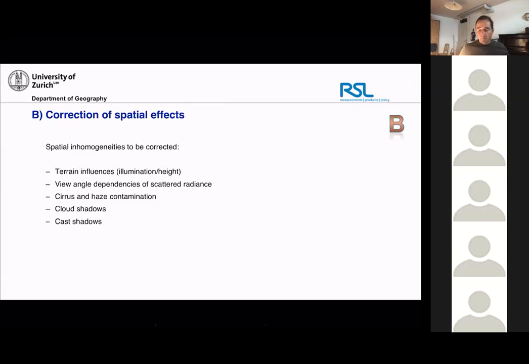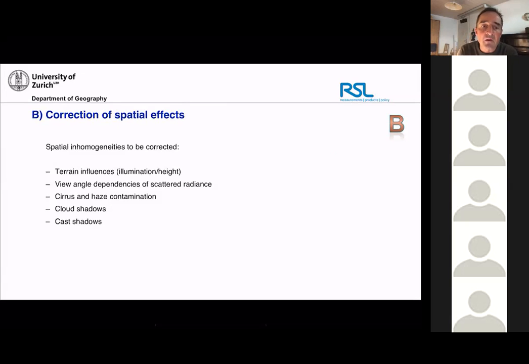So this was about the setup, and now going into what you can correct for. I focused very much on the radiometry before and on the spectra. But on the other hand, you also have the spatial inhomogeneities. So not the spectral problems, but the spatial problems.